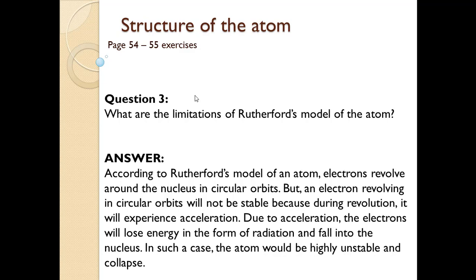These electrons will experience acceleration. So due to this acceleration, the electrons will lose energy and finally they will lose all the energy and have to fall into the nucleus, which is not happening, isn't it? If it happens so, what will happen? The atom would be highly unstable and collapse, which is not happening, right? So that was a limitation of Rutherford's model of atom. Okay, we'll move to the next one.